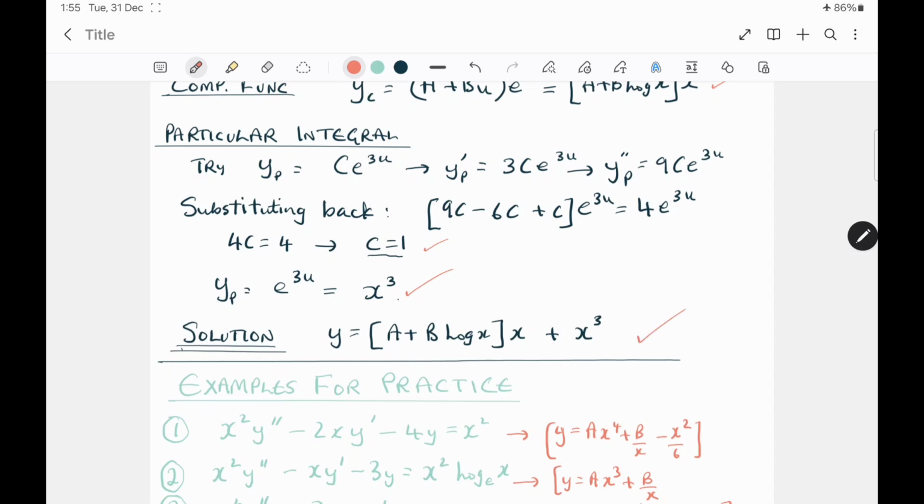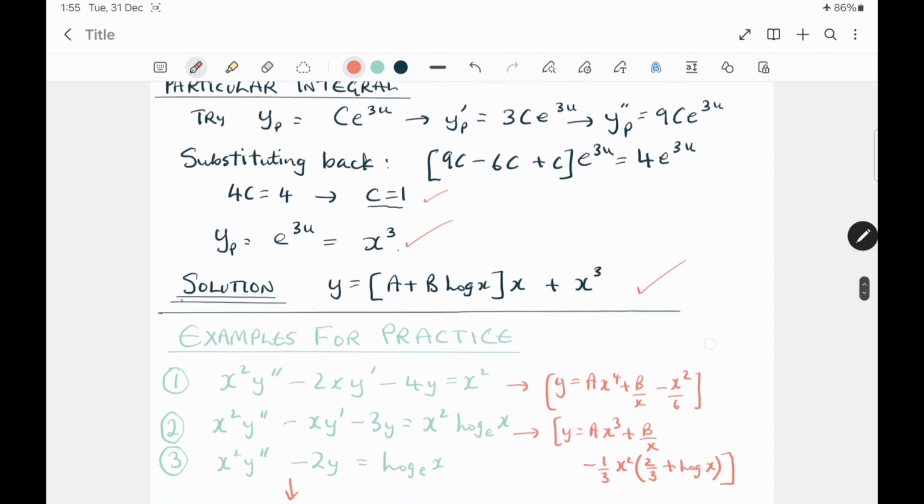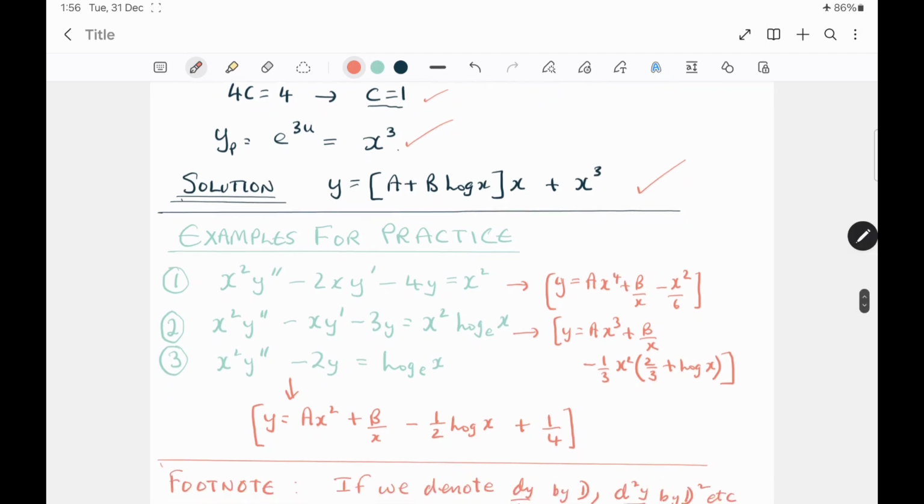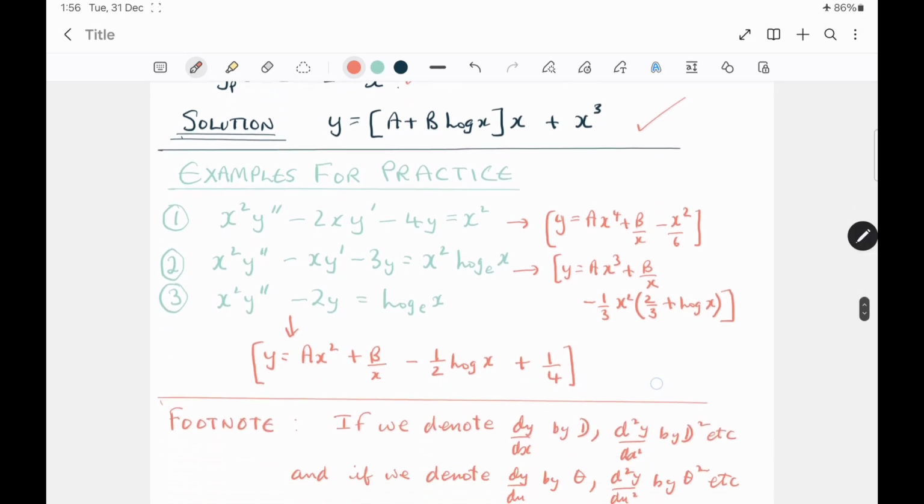All right, now I've put down some examples for you to practice with. Give you time to write them down. I've given the answers in red, and when we've done that, we'll move on to the footnote. So just pause for a minute.